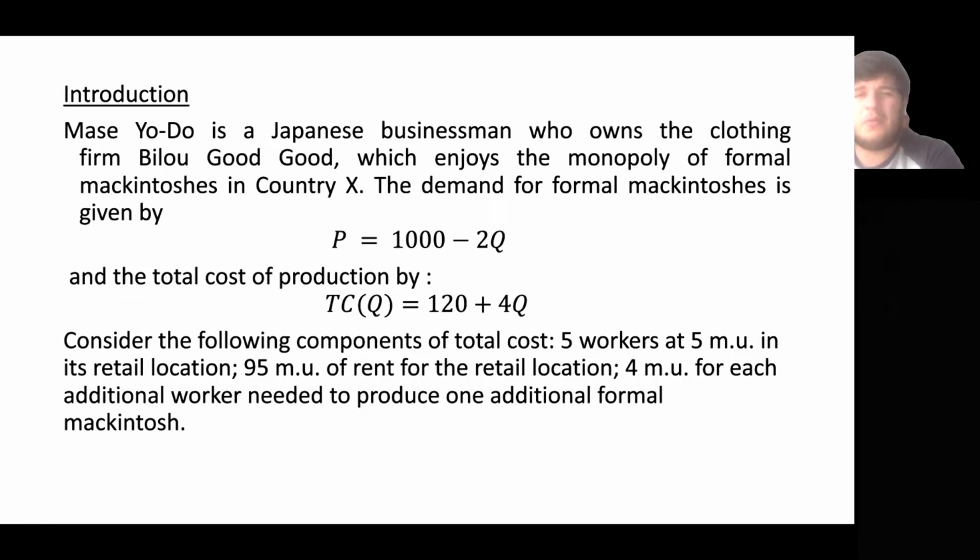This firm enjoys the monopoly of formal Macintoshes in country X. The demand for formal Macintoshes is given by the equation P = 1000 - 2Q. The total cost per production equation is given by total cost = 120 + 4Q. One must also consider the following components of total cost.